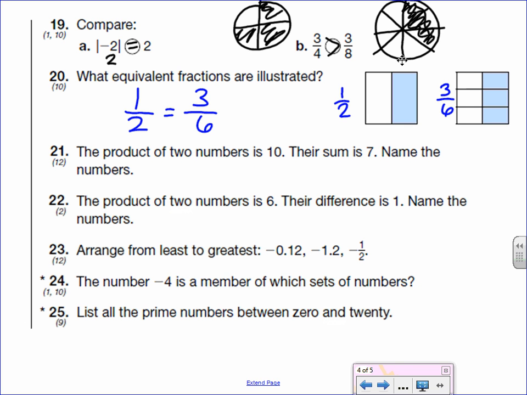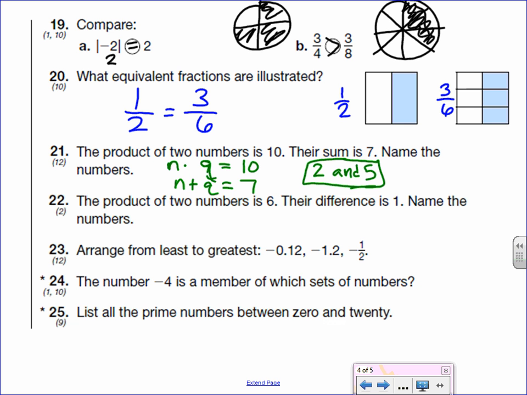The product of two numbers is 10. Their sum is 7. So if I take a number, let's call it n, and multiply it by another number, q, I get 10. I'm going to use a different symbol for multiply. And then if I take those same two and add them, I get 7. Well, the numbers that work for that are 2 and 5. 2 times 5 is 10. And then 2 plus 5 is 7.